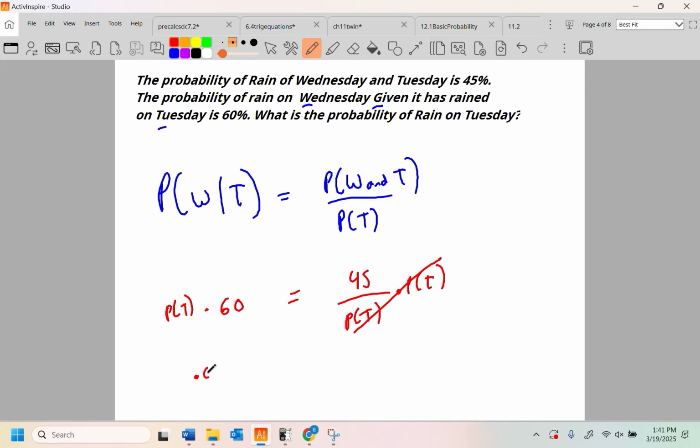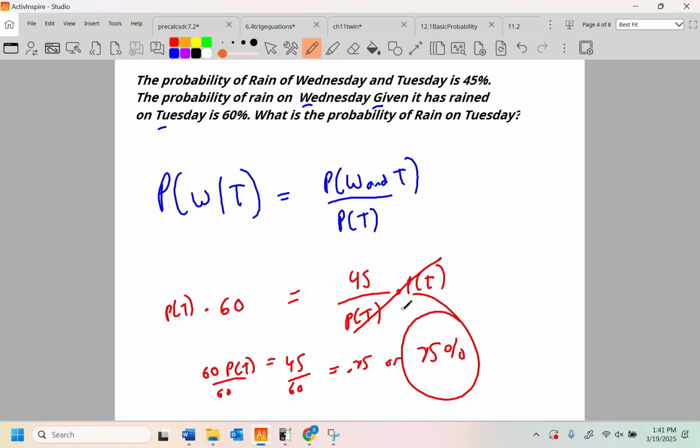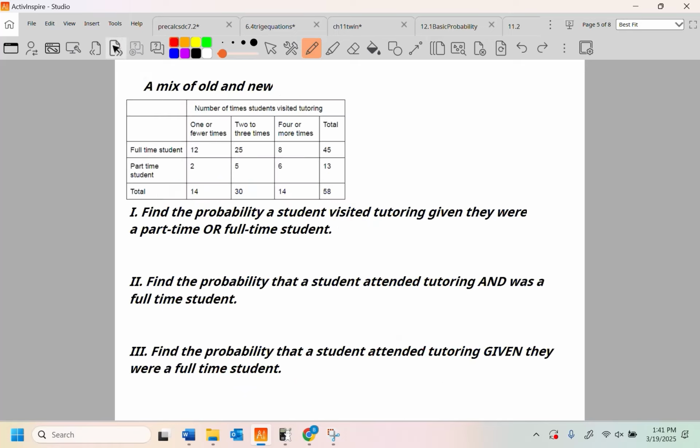So I have 6/10 of the probability of Tuesday. That's not 6/10. I have 60 because I didn't use decimals. Oh, wait. 60 probabilities of Tuesday is equal to 45. Divide out the 60. And we will get 0.75 or 75%. 75% chance of rain on Tuesday. Weather is dependent. Okay, weather is a dependent situation.